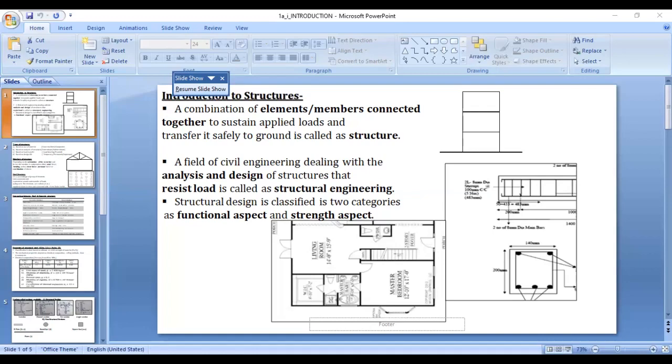Then, if we look at the area available for usage, in the case of concrete structure there is obstruction by columns, whereas in steel structure a large column free area is available. Taking advantage of this, large industrial sheds, godowns, and industrial buildings are designed using steel structure. Next, transportation is very difficult in the case of concrete structure, whereas in steel structure, transportation is easier.